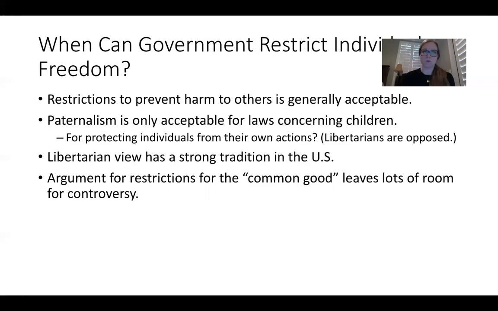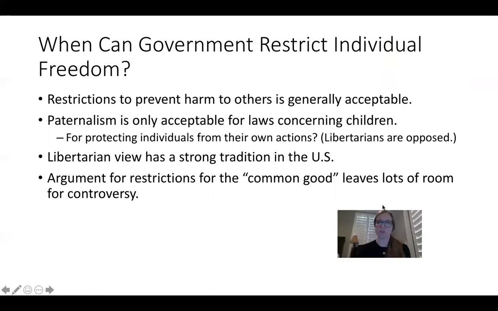Okay. When does government restrict individuals' freedom? Restrictions to prevent harm to others are generally acceptable.